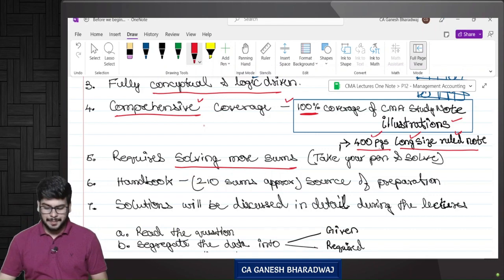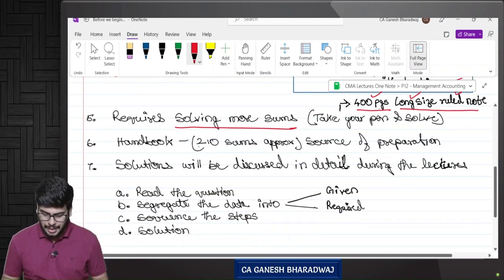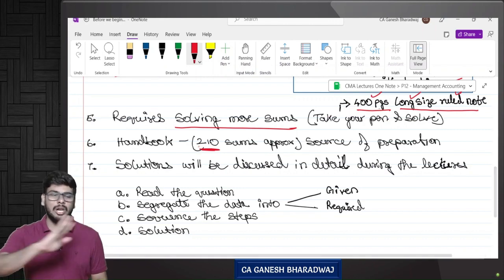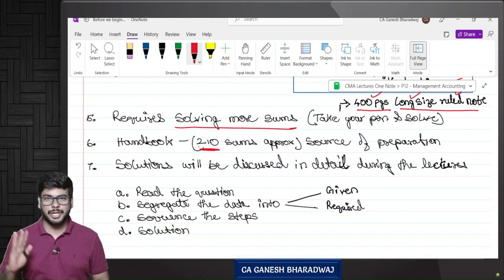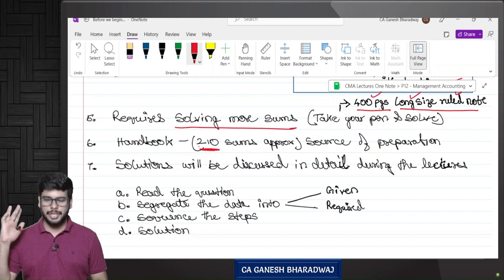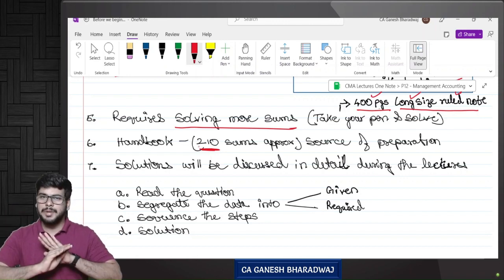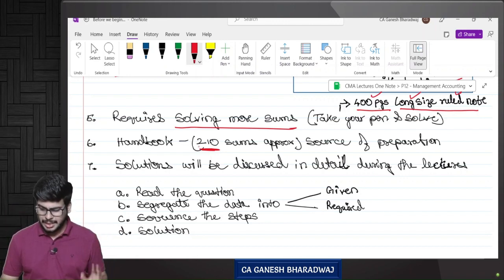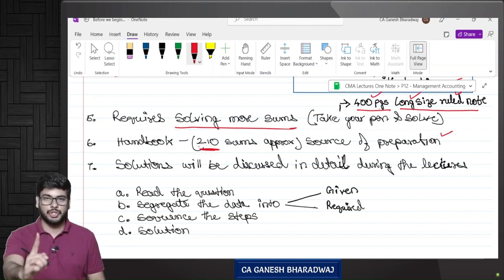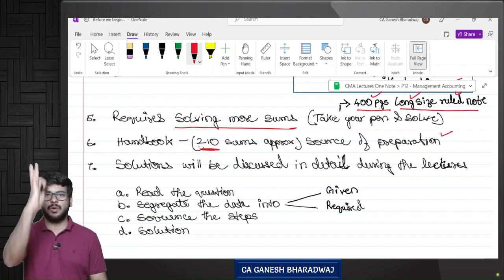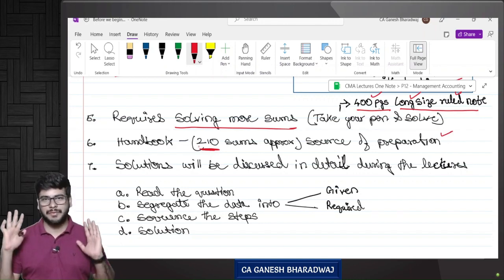Next, our handbook, which I will show you, consists of approximately 210 sums. That is all your study material illustrations. Everything has been included here in our handbook. So we will be giving an extensive coverage, which is going to be your source of preparation. You can take this as one source of preparation. You need not refer to anything else.